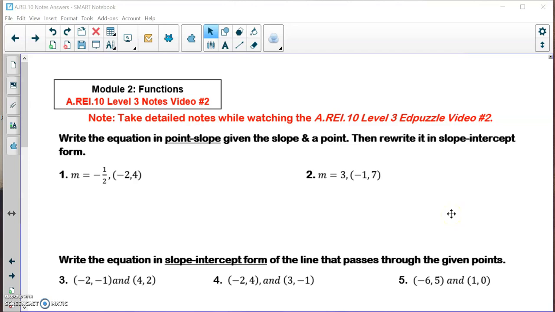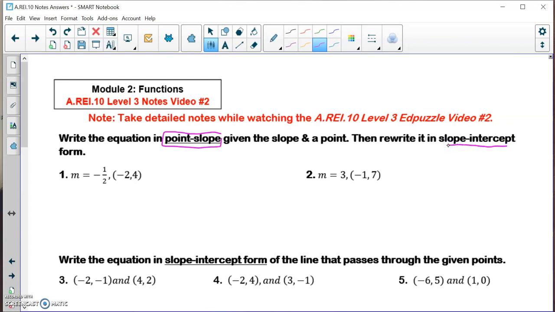Okay, so we have made it to level 3, video 2. This is our last video for level 3. Now we're going to be writing equations from points. Numbers 1 and 2 say to write your equation in point-slope form, given our slope and our point. And then we're going to rewrite the equation in slope-intercept form.